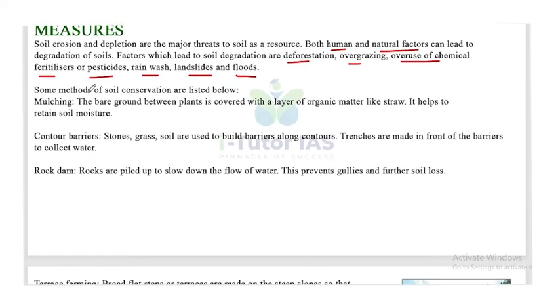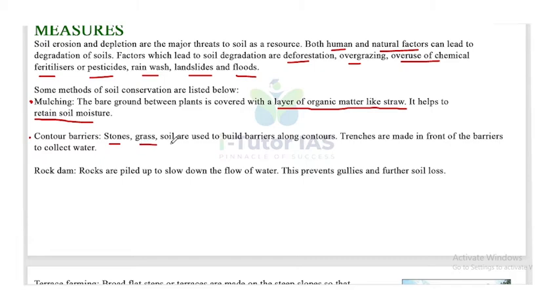Now, some methods of soil conservation are listed below. Let's look through some methods of soil conservation. First one is mulching. The bare ground between plants is covered with a layer of organic matter like straw, and this helps to retain soil moisture. So this process is called mulching. Second one is contour barriers.